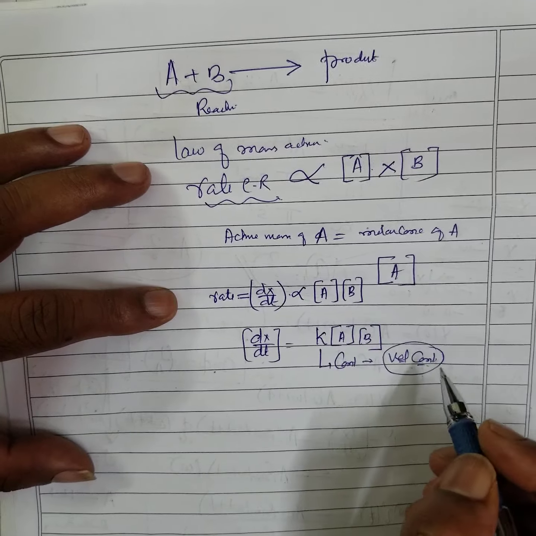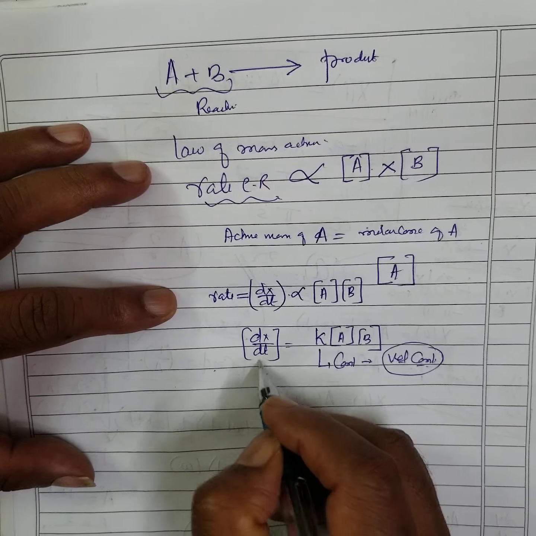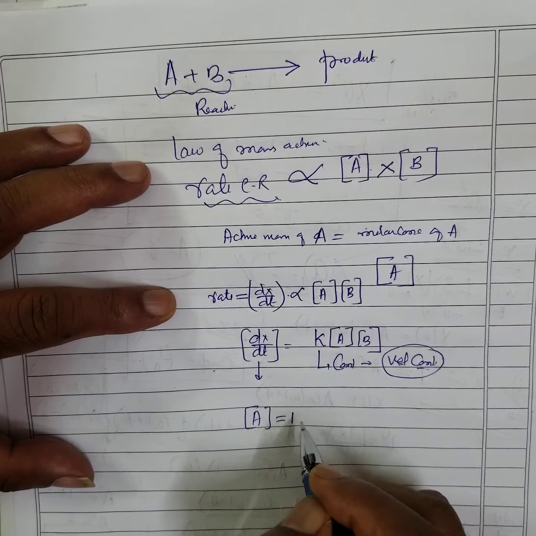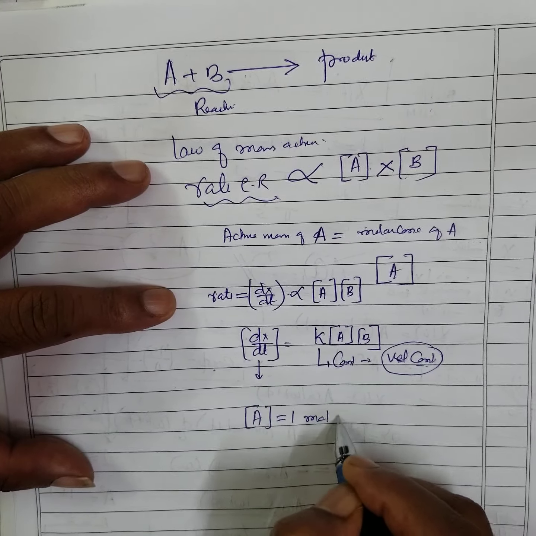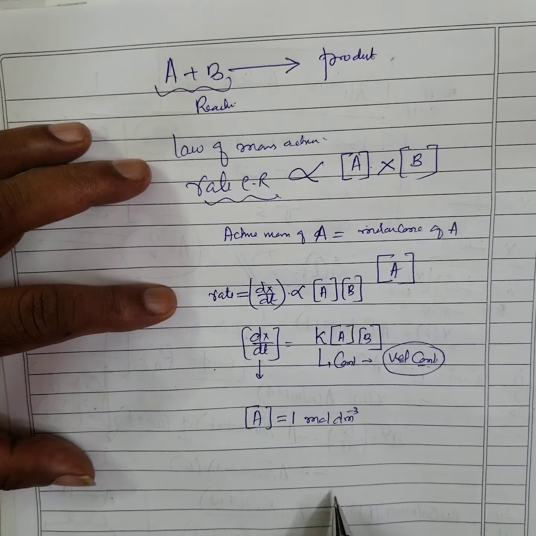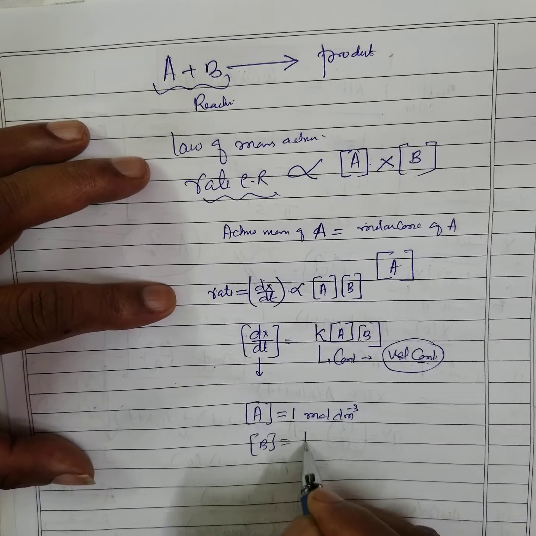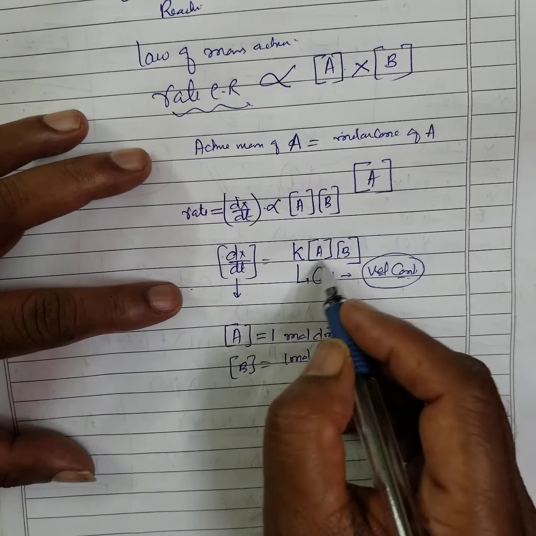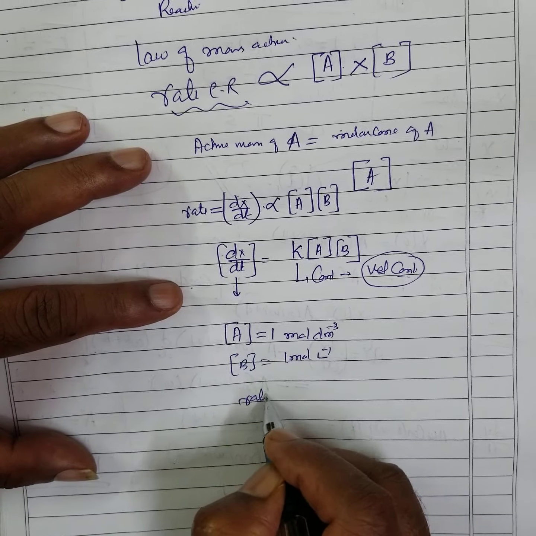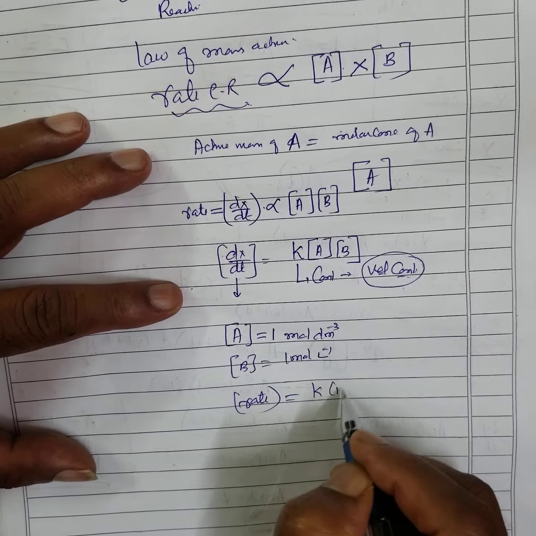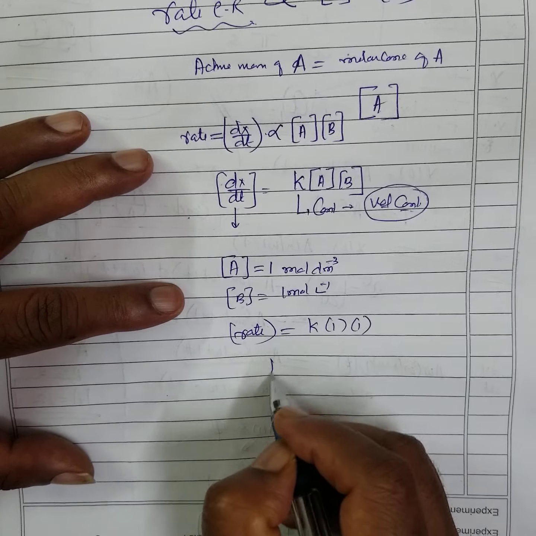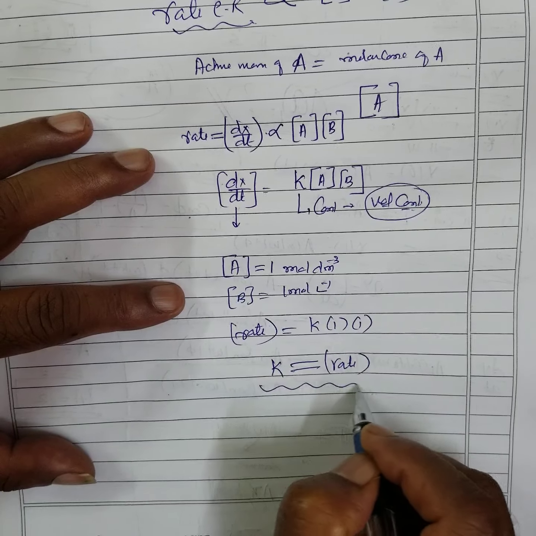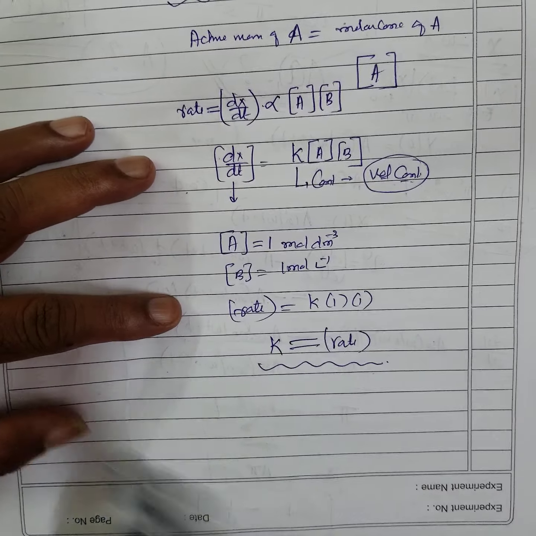How to define the velocity constant? If I take the concentration of A as 1 mole per decimeter cube, or 1 mole per liter, and the concentration of B is also 1 mole per liter, that is, equal 1 molar quantities, then what is the rate? Rate is equal to K times 1 times 1, so K is numerically equal to the rate. Therefore, you can get the definition.